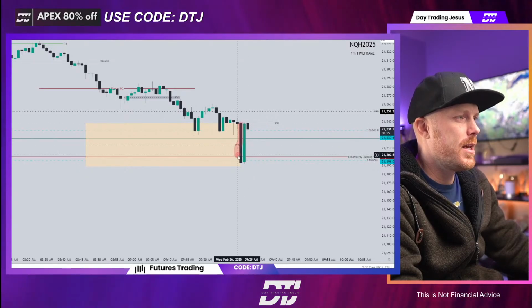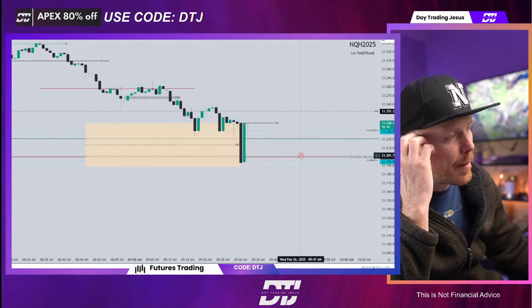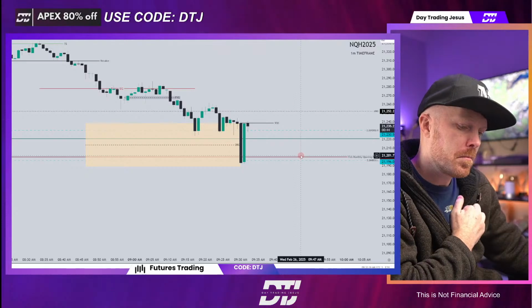So it completely retraced all of this price action. We're looking for our first presented fair value gap.